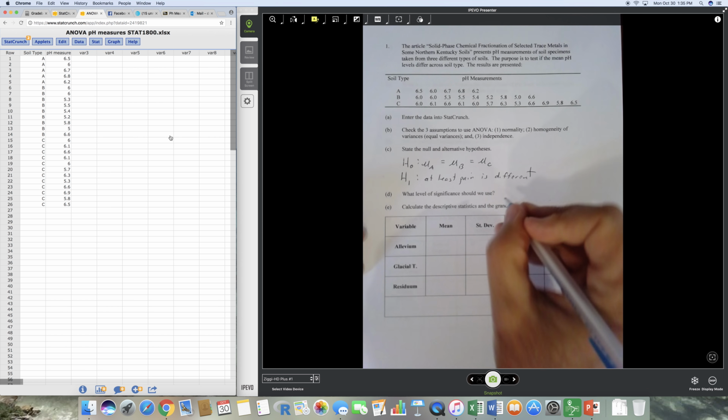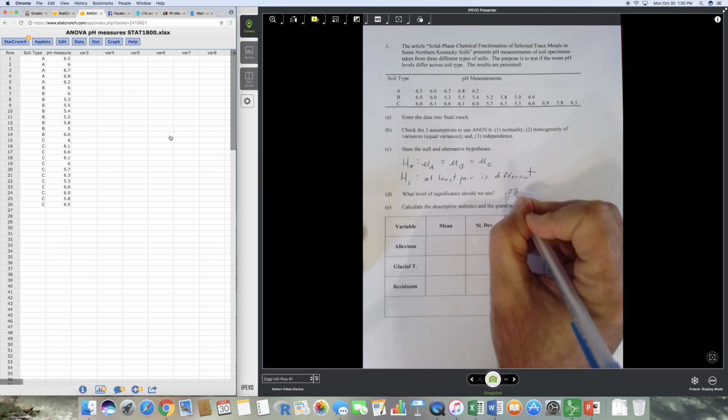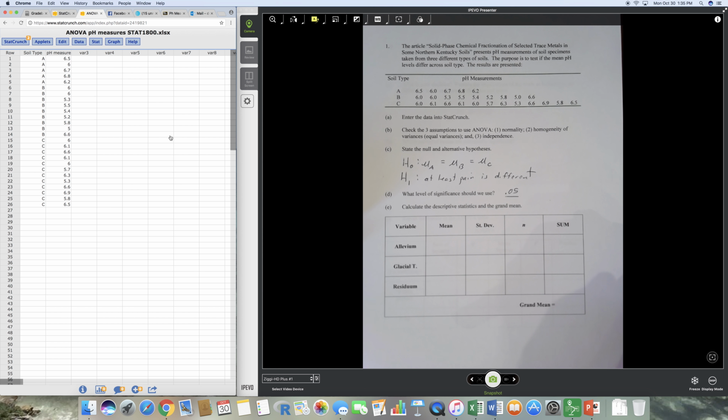At what level of significance should we use? Well, we don't know much about that right now, but I think we should use 0.05. So we should use the 0.05 level of significance. Next thing we want to do is come in and do means and standard deviations and sum. I don't know why that's there, but it's okay.